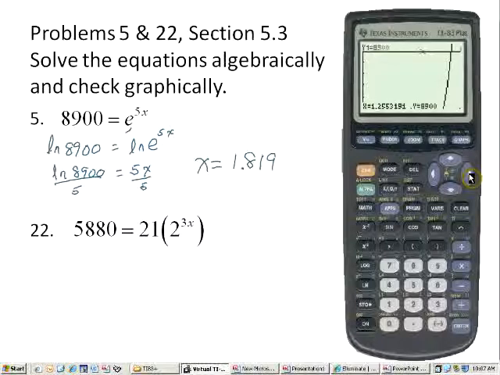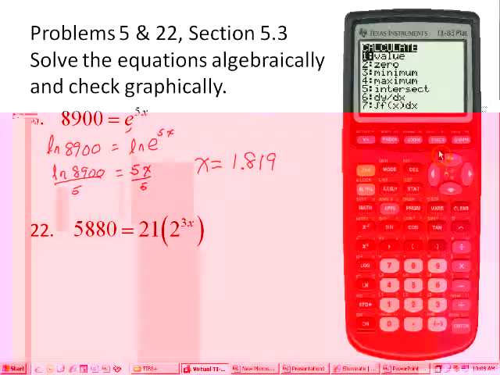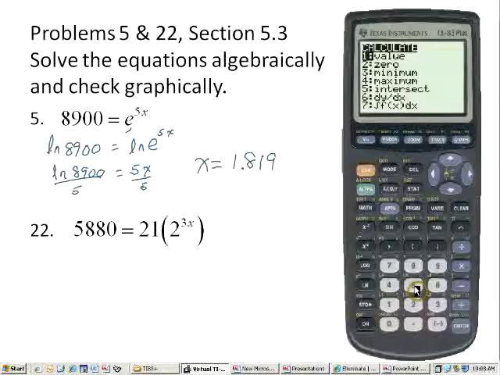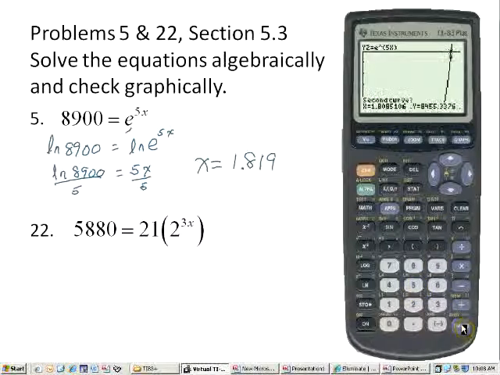And if I trace this across, I want to get approximately where the 8,900 is equal to this here. And notice that my answer here is 1.808. That's pretty close to our answer. If we want to get a little more accurate, we could go to the Calc menu, and we'll use number 5 for intersect. And our first curve is that one. There's our second curve, and where they intersect.